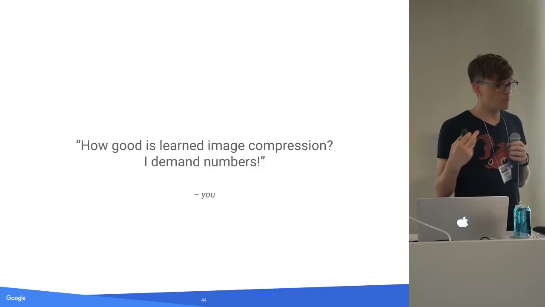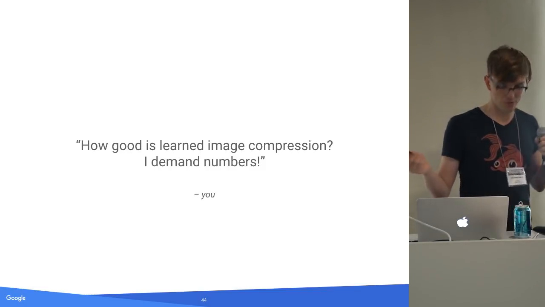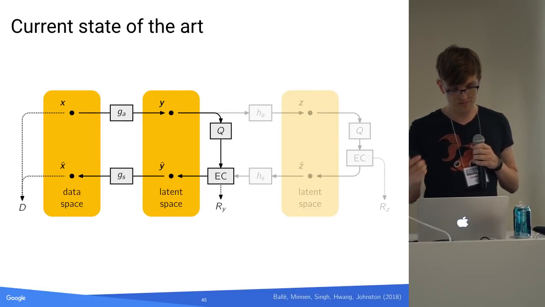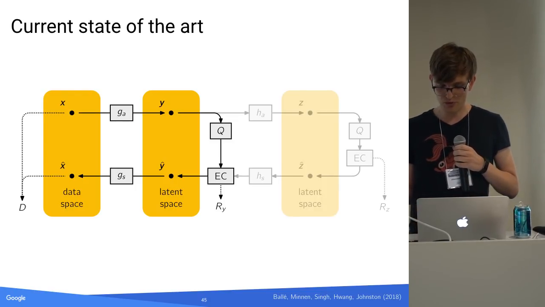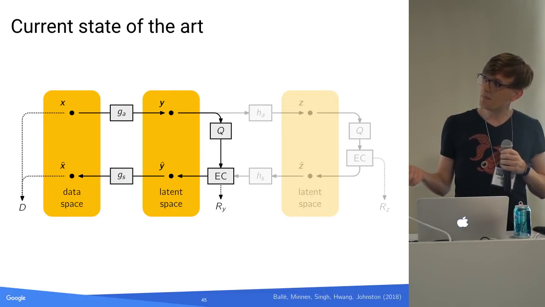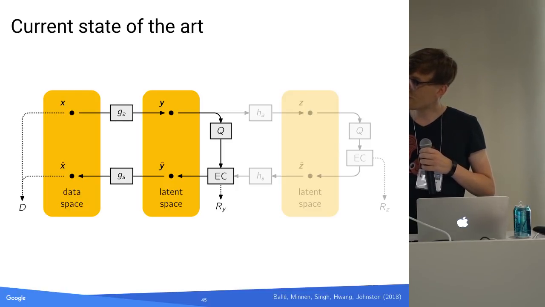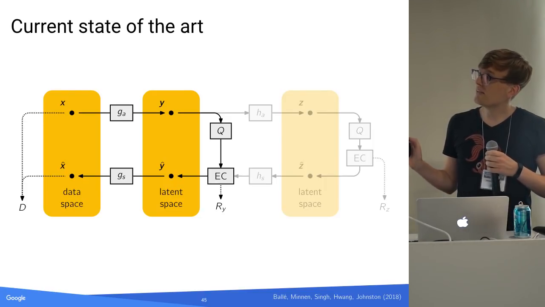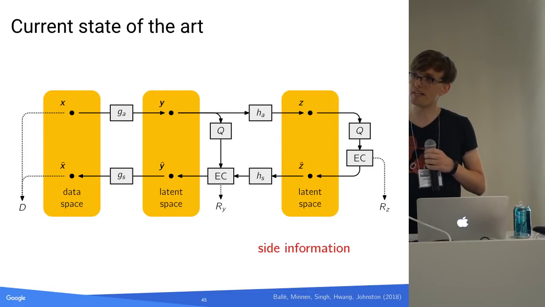Okay, so probably 95% of you are thinking, how good is learned image compression? I want the numbers. Give me the numbers. At the moment, the state-of-the-art learned image compression method is one of our papers that we published earlier this year at ICLR. What's going on is that it extends the variational autoencoder with a hyperprior. So it turns the simple variational autoencoder into a hierarchical Bayesian model.